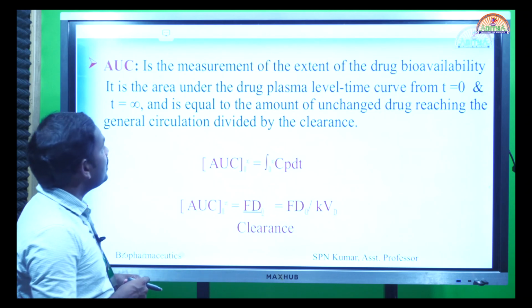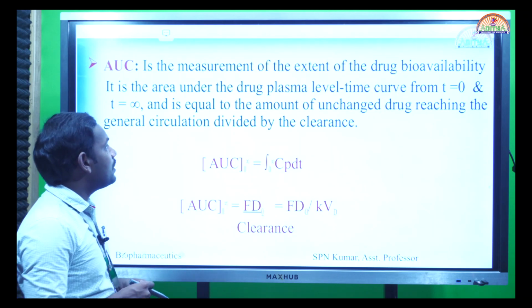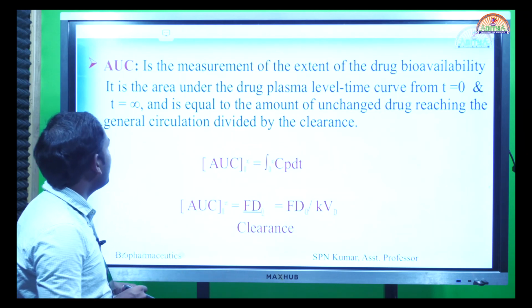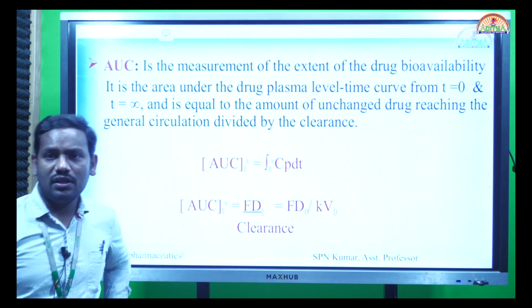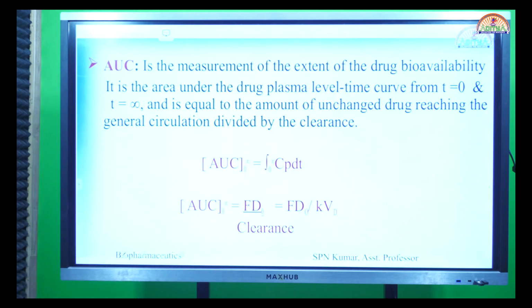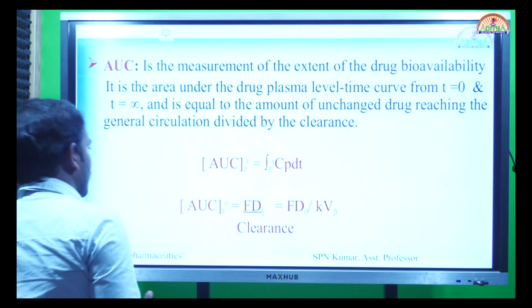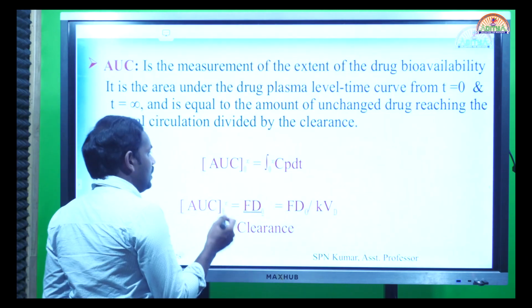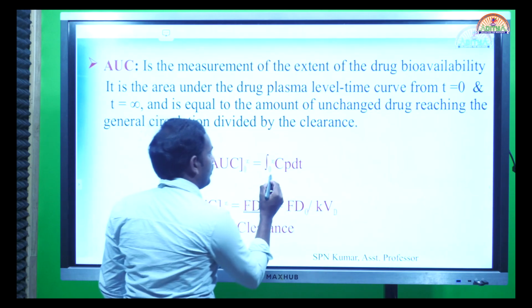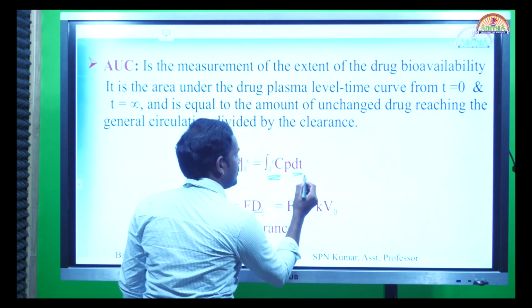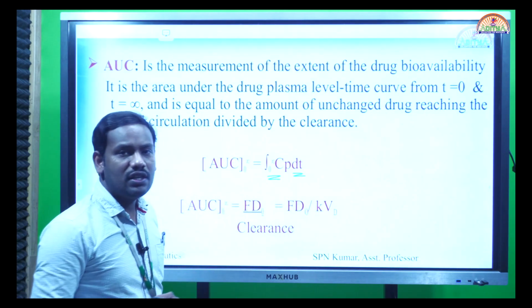So next is AUC. AUC is the measurement of extent of drug bioavailability. So let us see what is the formula of this AUC. AUC is a product of plasma concentration with respect to the differences in time interval.